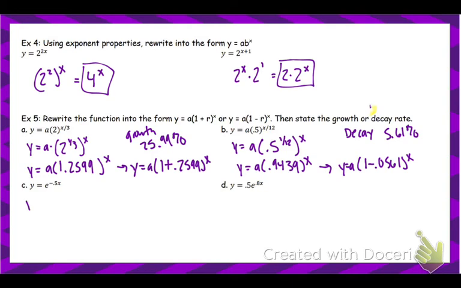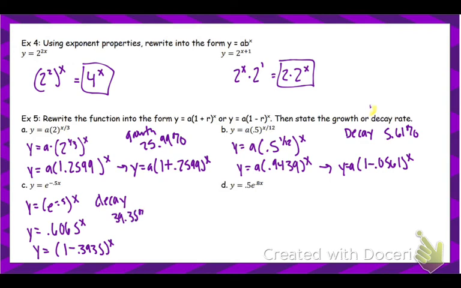Same idea, but we're talking about e. So this would be e to the negative 0.5 raised to the x. Again, get a calculator and evaluate e to the negative 0.5. That is going to be 0.6065. So this again shows me that I'm talking about decay here. I also knew that because it was a negative exponent, but now I know exactly what kind of decay we're talking about. So I can rewrite this as 1 minus 0.3935 to the x. So this is a 39.35% decay. All right, last one. If you feel comfortable, pause the video and try it on your own.